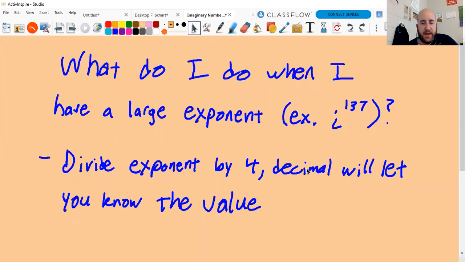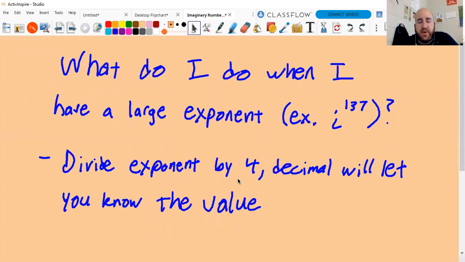The decimal on my answer will let me know the value. Okay. So think about when I divide by 4, think about money. If I split a dollar up into 4 quarters, we either got 25 cents, 0.25, 50 cents, 0.50, or just 0.5, 75 cents, 0.75, or a whole dollar, 1.00. So no actual decimal. Okay. So it's the same idea here.